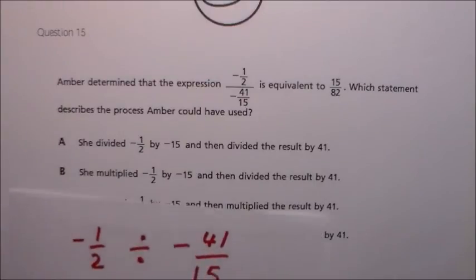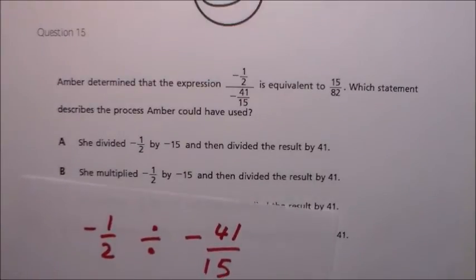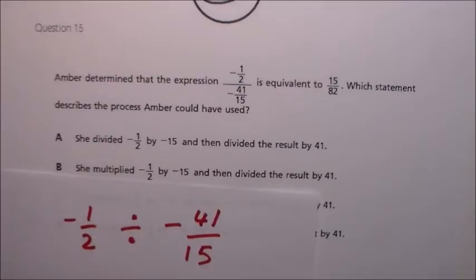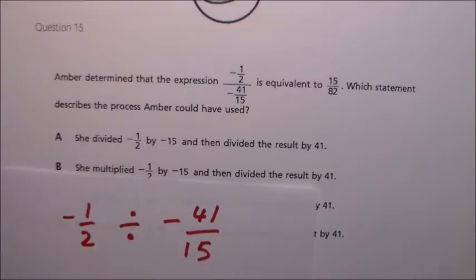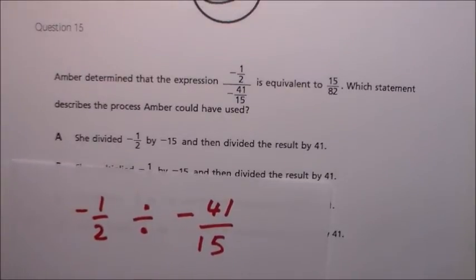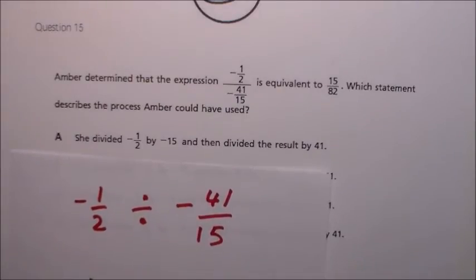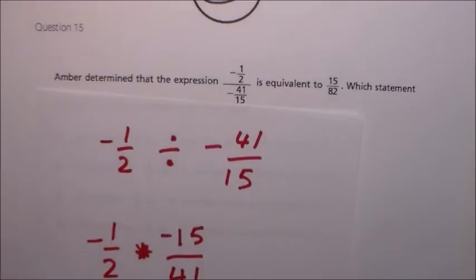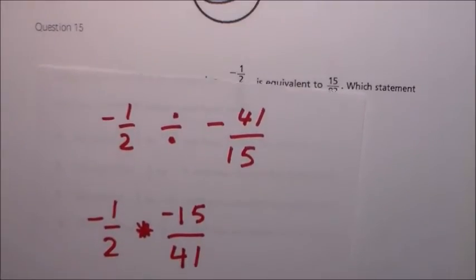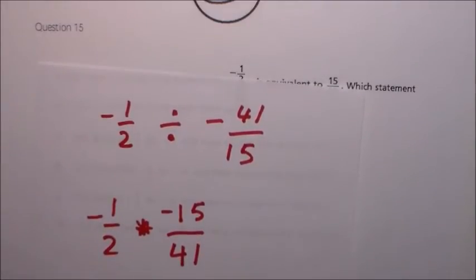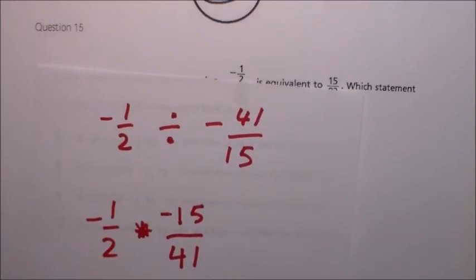So what do we have? We have negative 1/2 divided by negative 41/15. And it comes to a positive number because we know a negative divided by a negative is a positive. But what should we do? Well, we're going to do a keep change flip, right? So we're going to keep the first, change the division to multiplication, and flip the second. Hopefully we're all still on the same page. We have negative 1/2 times 15/41.